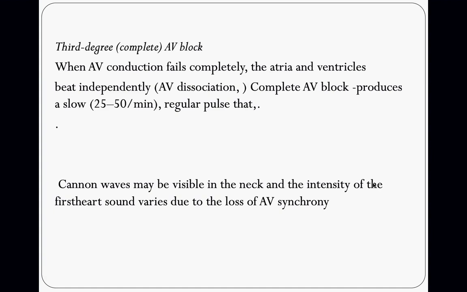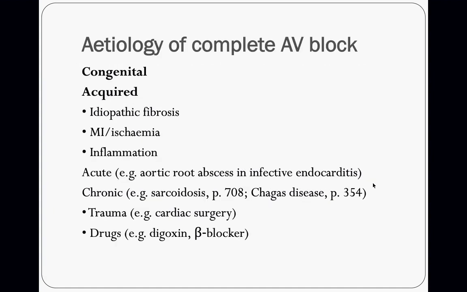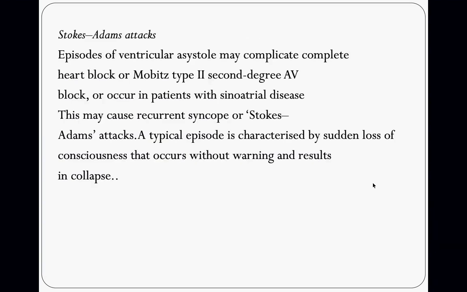Why does heart block occur? Etiology. Next slide. Etiology of complete AV block. It's either congenital, occurring in children, or acquired: idiopathic fibrosis of the SA node, MI, ischemia, inflammation, myocarditis, for example aortic root abscess, infective endocarditis, or chronic myocarditis and sarcoidosis and Chagas disease, and even in trauma, post-cardiac surgery, and even with the use of drugs, for example digoxin and beta blocker. Next slide.